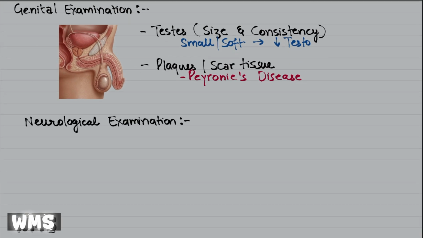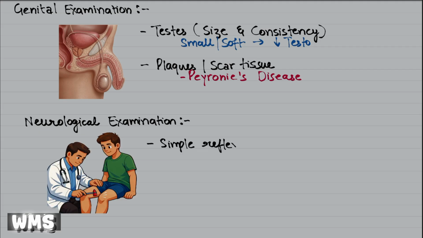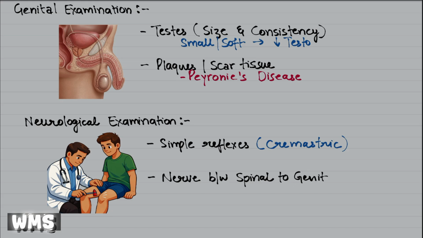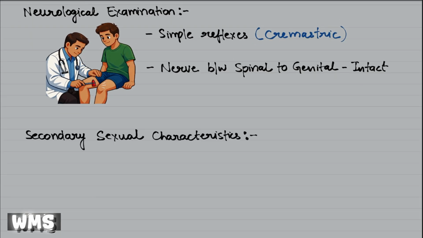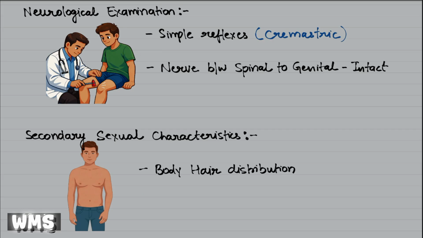A brief neurological examination is also important. Simple reflexes such as the cremasteric reflex, in which we stroke the inner thigh to see if the testicle moves or not, help us to assess whether the nerve pathways between the spinal cord and genital region are intact. Finally, we look at secondary sexual characteristics such as body hair distribution and the presence of gynecomastia, as these can provide important clues toward underlying hormonal imbalances.